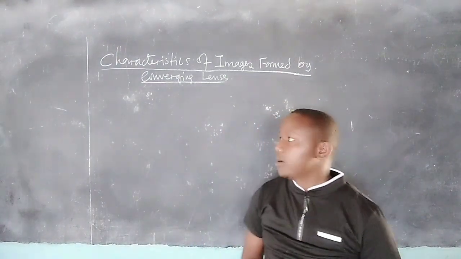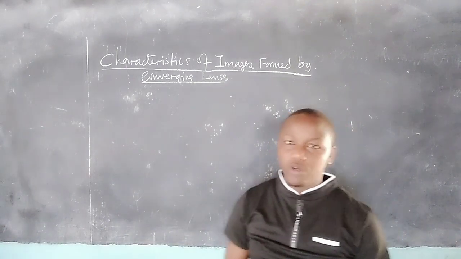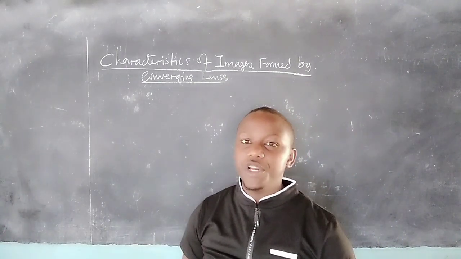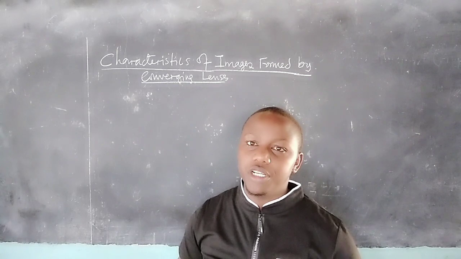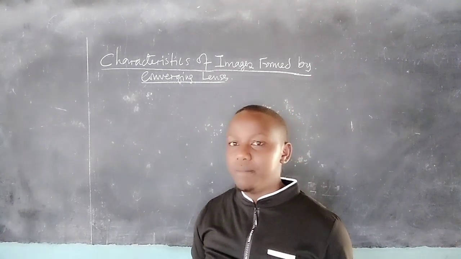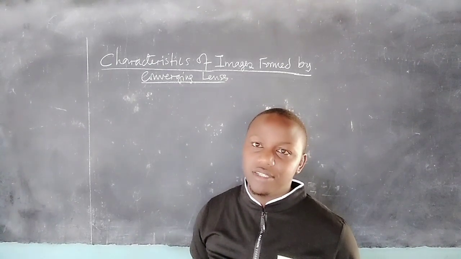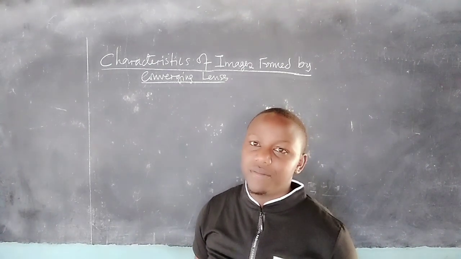Welcome once again. We are continuing with thin lenses. In this session, we are going to construct ray diagrams which will lead us to the conclusion of the characteristics of the images formed by thin lenses. So we will start with converging lenses.